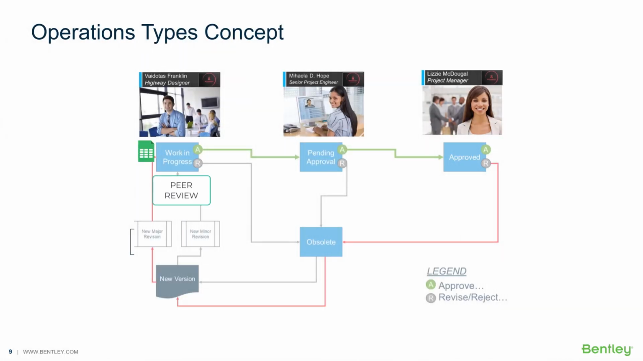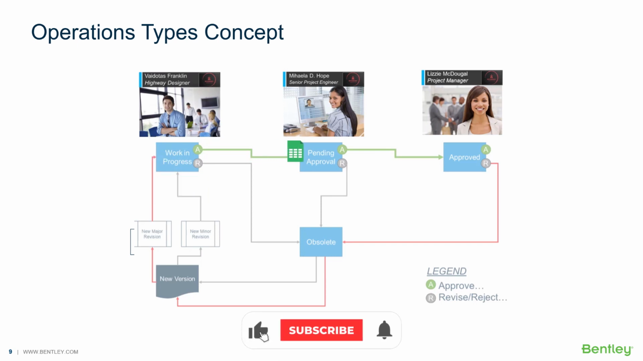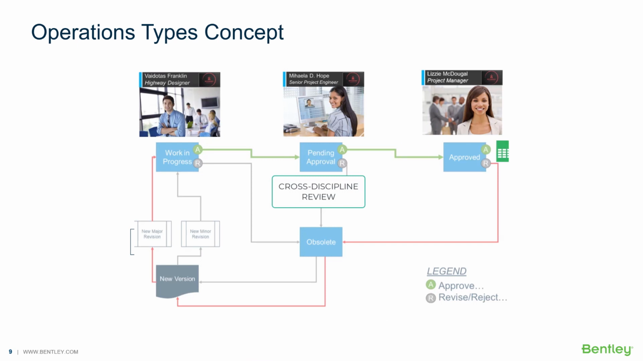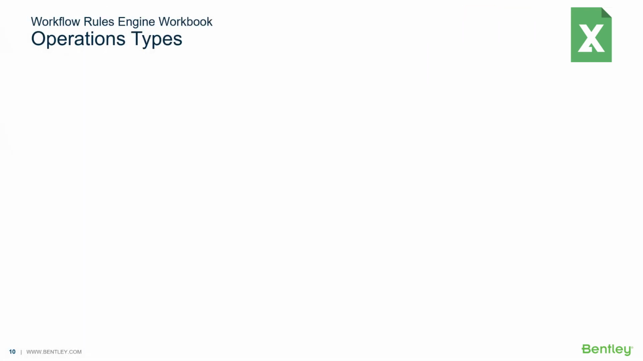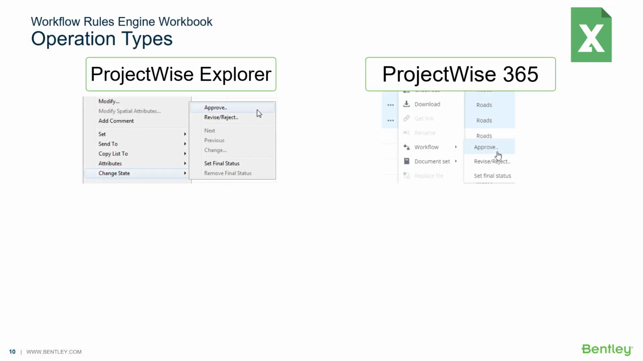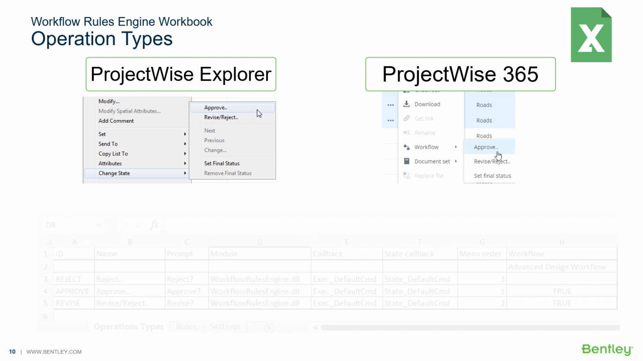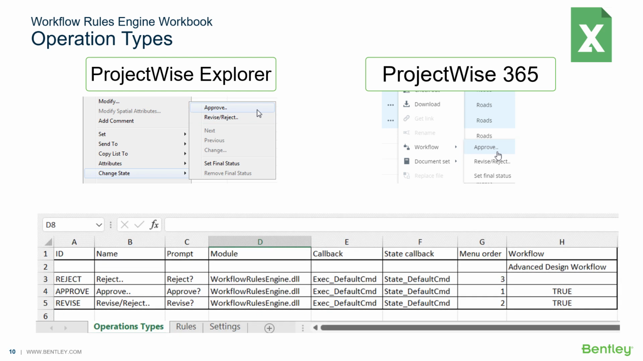The operations types refer to the options our end users have at different milestones. In our case, we require up to 2 options for each milestone: approve and revise reject. In our example, the document context menu in a folder with the rules engine workflow displays 2 options to change states: approve and revise reject. The operations type worksheet was configured to create this behavior.